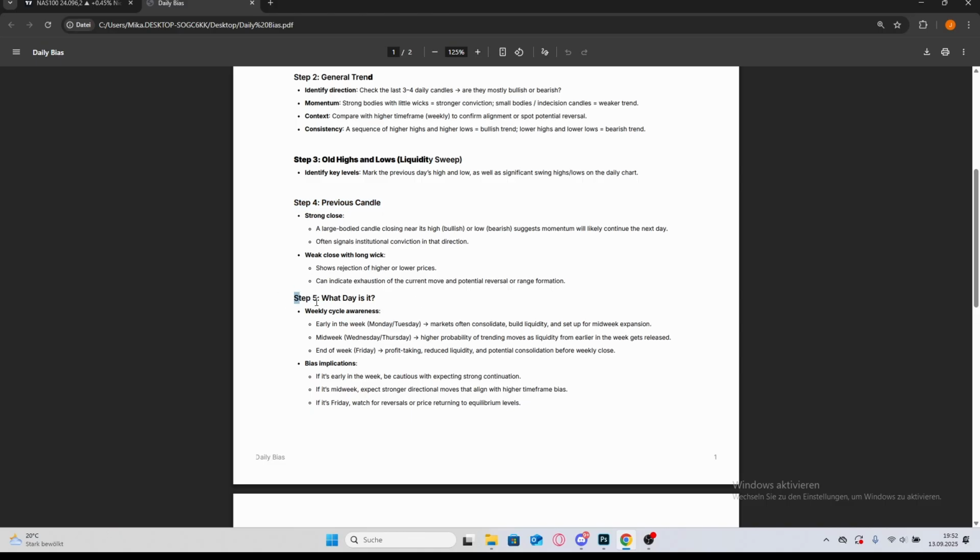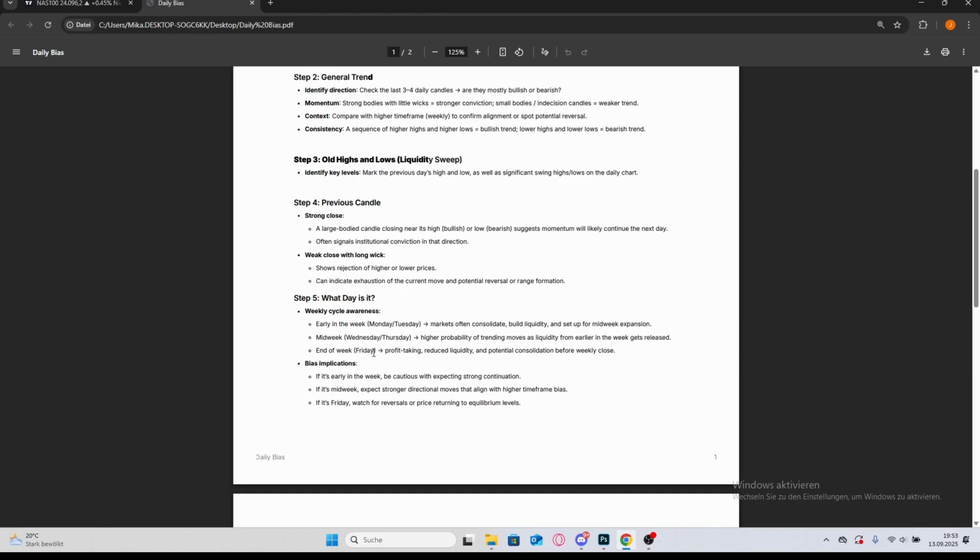So let's get back to step number 5. What day is it? I know it sounds weird, but most traders think in weekly cycles, and you should be aware of this. Early in the week, so I'm talking about Monday and Tuesday, markets often consolidate, they build up liquidity and set up for midweek expansion. And midweek, so I'm talking about Wednesday and Thursday, it's more likely to have strong trending moves, and these moves take up the liquidity generated on Monday and Tuesday.